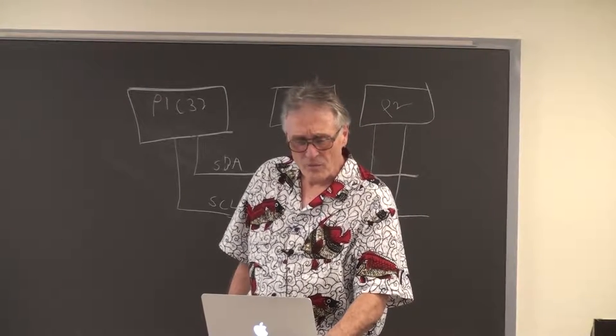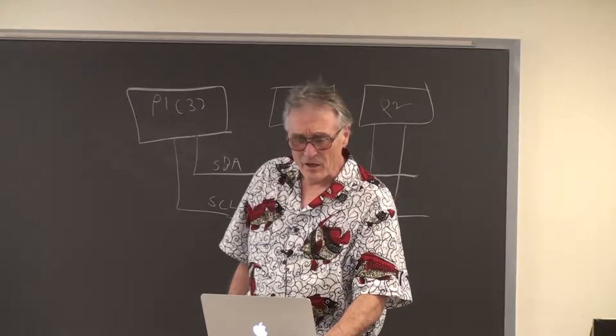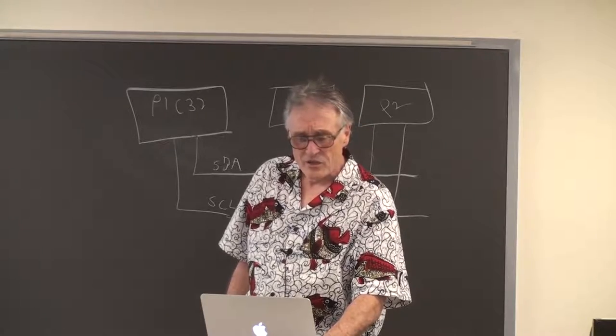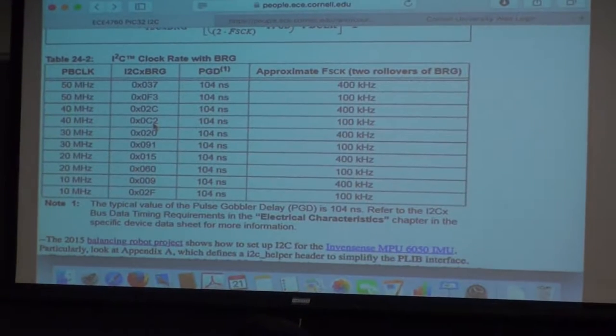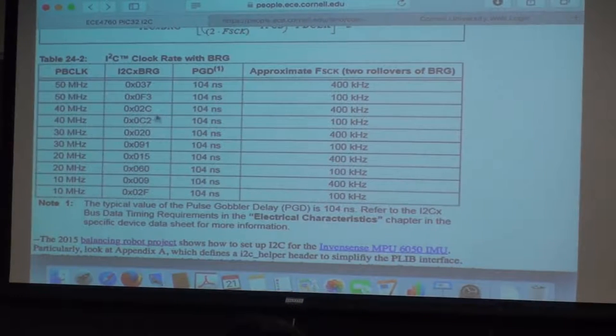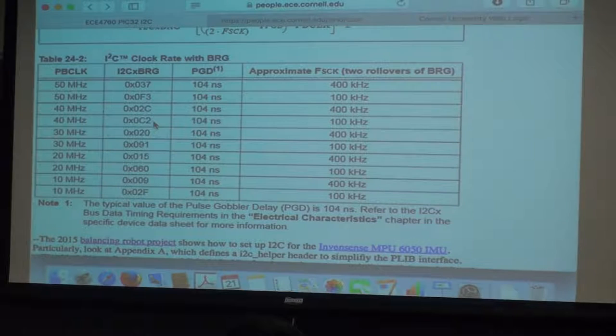So 8.0, so at 40 megahertz, i2c is 400 kilohertz and 12C is 100 kilohertz. So 8.0 falls between those two. So they're probably falling in the, oh, maybe 200 kilohertz range, which happens to be a legal range. But it was just dumb luck, probably.